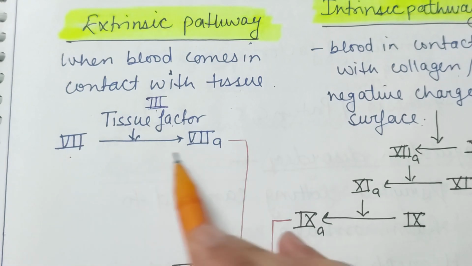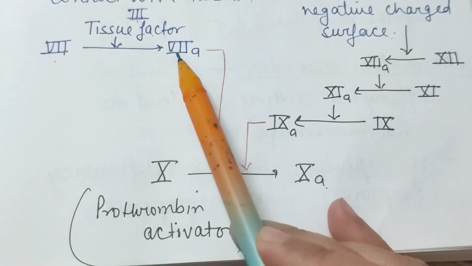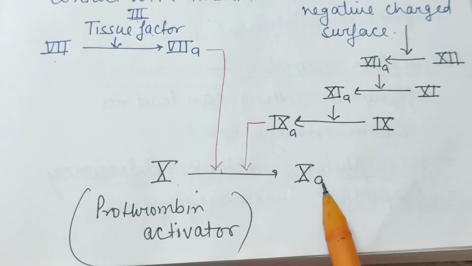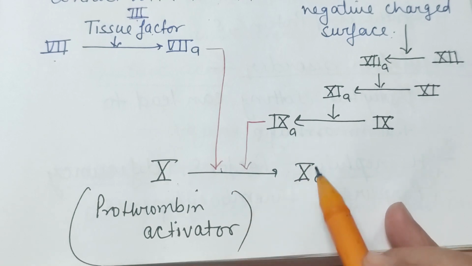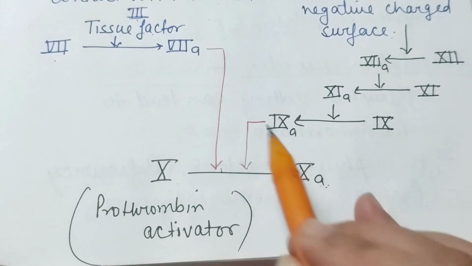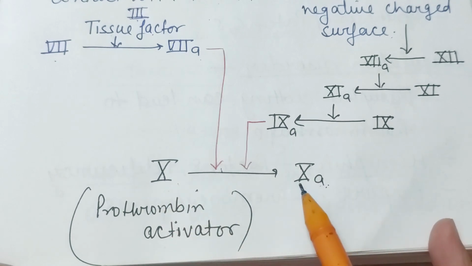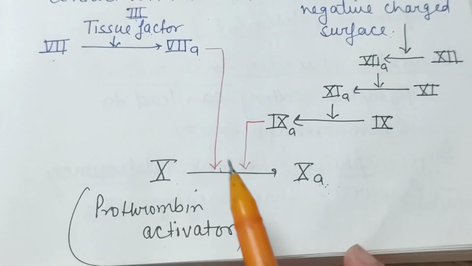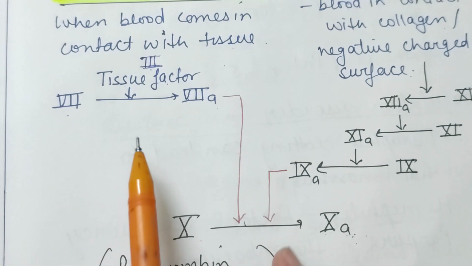So factor 7 becomes activated factor 7, and now activated factor 7 can activate factor 10, so it becomes factor 10 activated. Okay, so activated factor 7 converts factor 10 to factor 10A, and this is called prothrombin activator. Okay, so this is a very simple step. Factor 3 and 7 are involved in extrinsic.